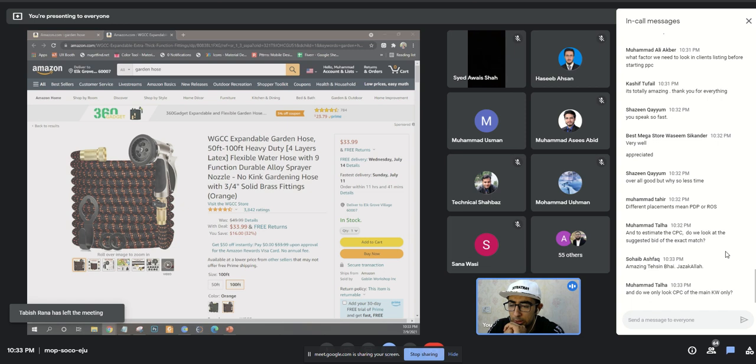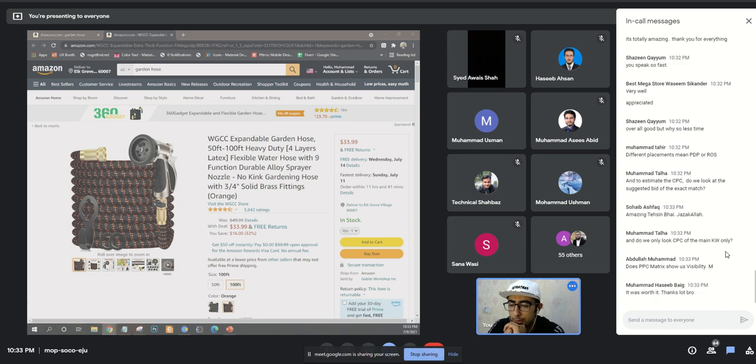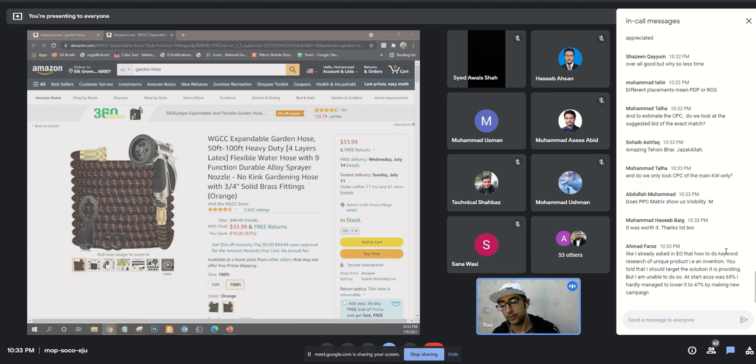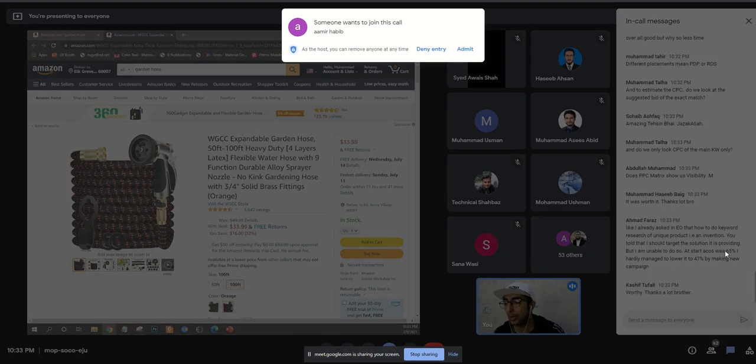How to estimate the CPC? I already answered the question. And suggested bid of exact match. Yes, you go to the exact match if you have a suggested bid over there. If not, try to go for phrase match. Do we only look at CPC of the main keyword only? Why would you do that? Go look for every keyword CPC or estimated CPC.